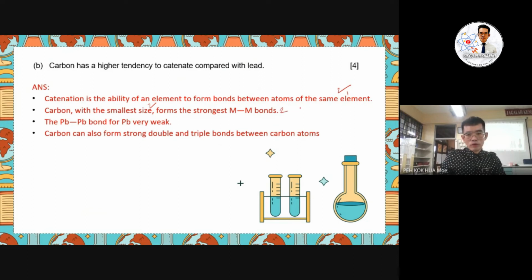And then you have to discuss that carbon can form strong double and triple bonds between carbon atoms. If you just compare, here you only have two points that meet the marking scheme, so another 2 marks you do not get. Okay, so this is a reference answer. So I advise you to write more than 4 points.